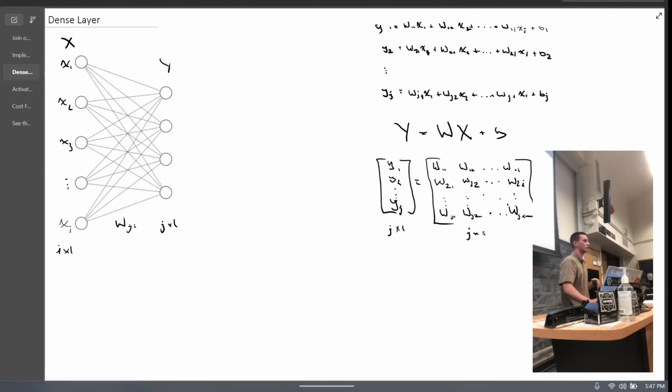So that describes the forward propagation process for our dense layer. Now we need to figure out, given our gradient information or our derivatives, how do we tweak our parameters, the parameters being these weights and biases.